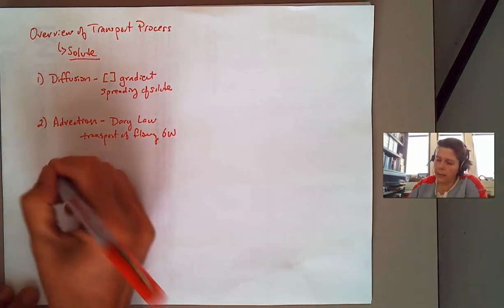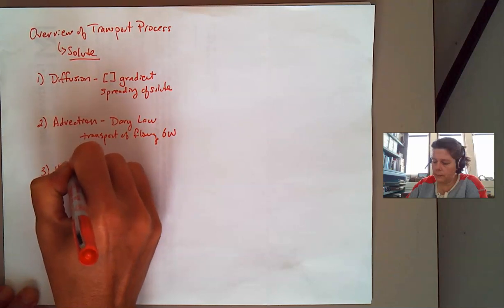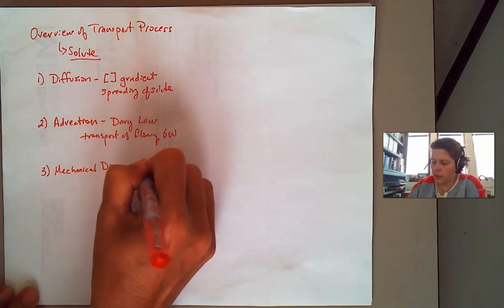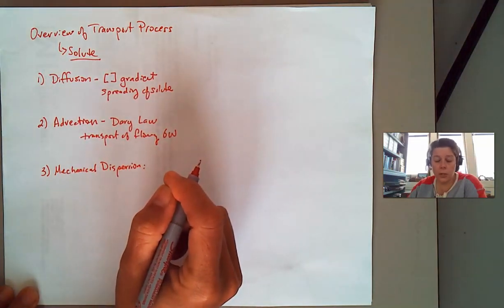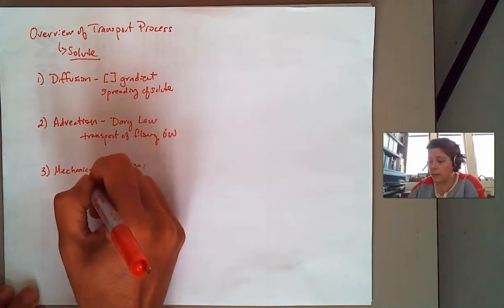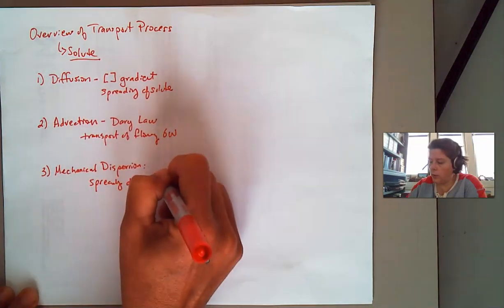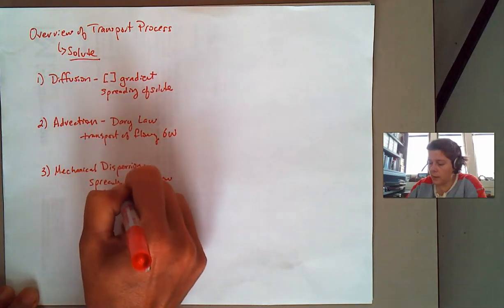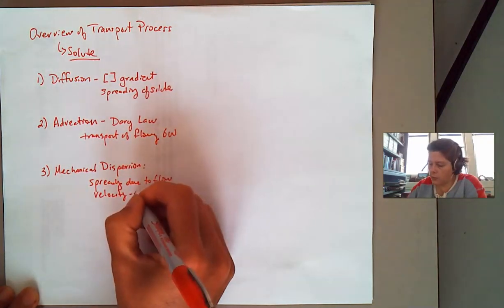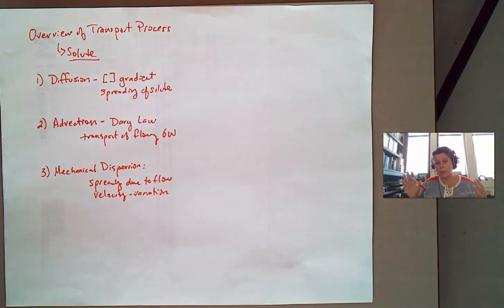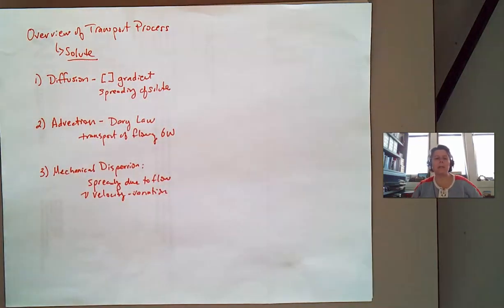The third mechanism here is mechanical dispersion. This is the spreading of a solute due to variations in flow velocities. These could be variations in flow, variations in velocity changes, and they could be micro or macro scale. If we turn on a pump, now all of a sudden the velocities change. So we're seeing changes in velocity.